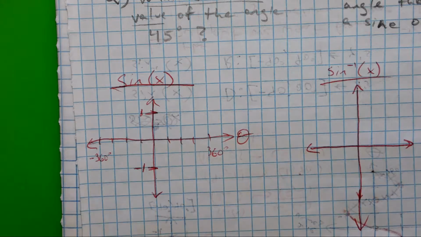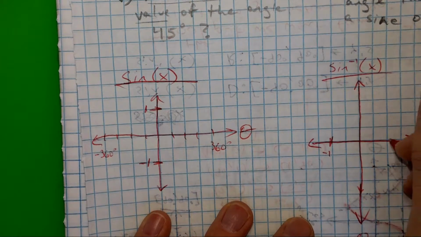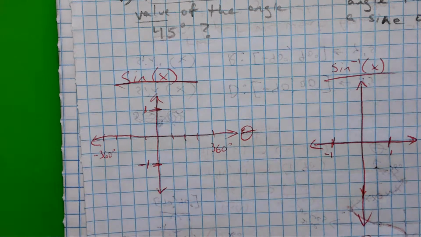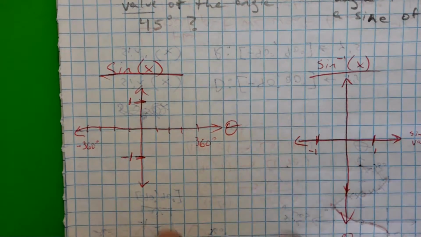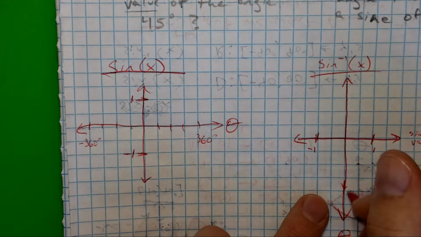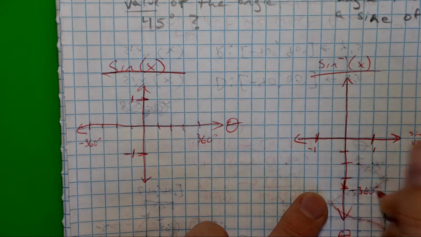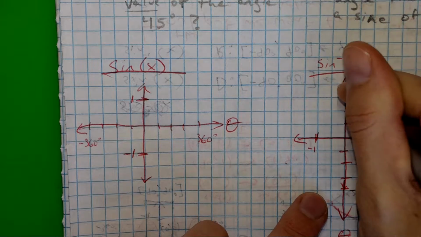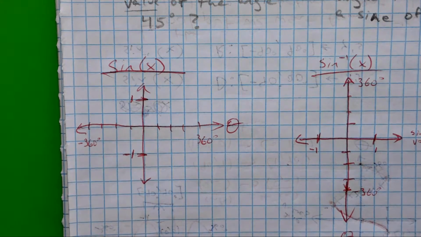So on my x value, now I only need to go from -1 to +1, because those are my sine values. And on my y-axis, because I'm using angles, I'm going to make it go from -360, which would be down, of course, all the way up to +360. So I'm taking these coordinates, in other words.